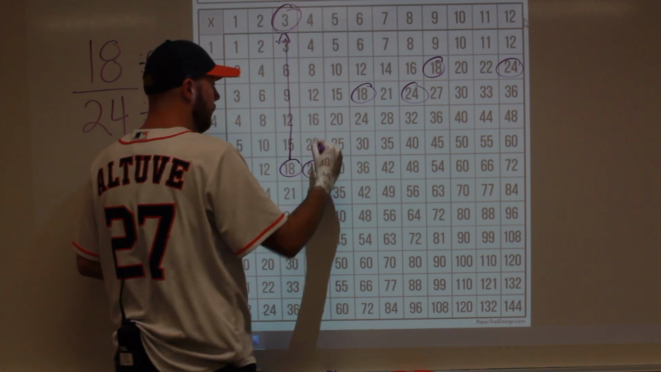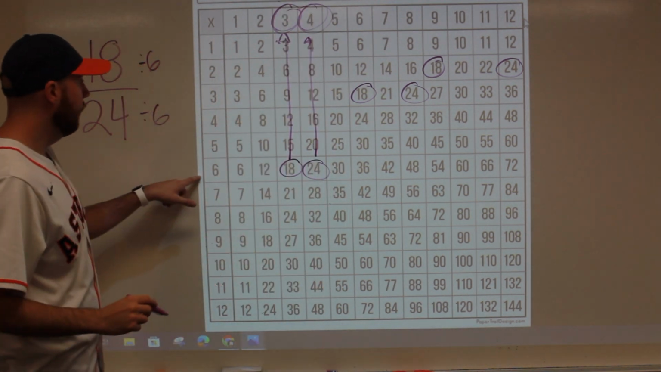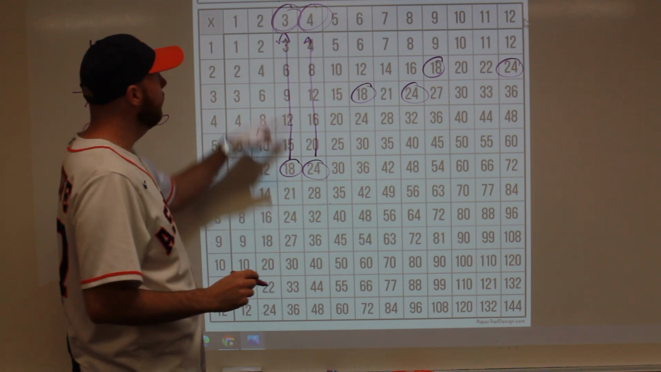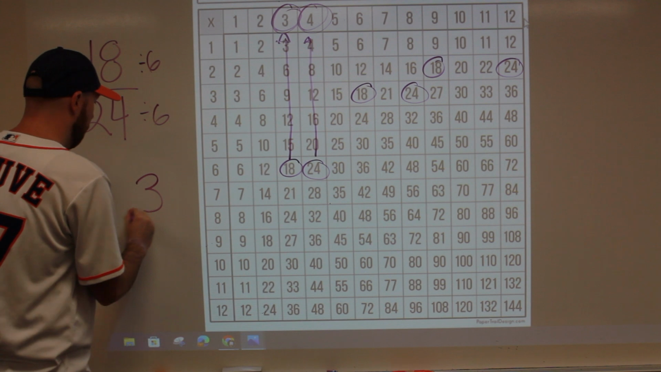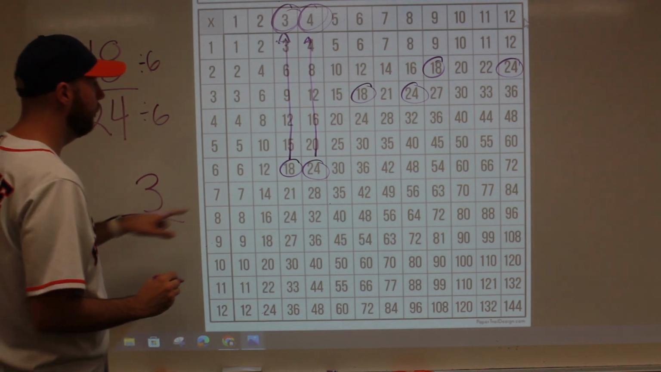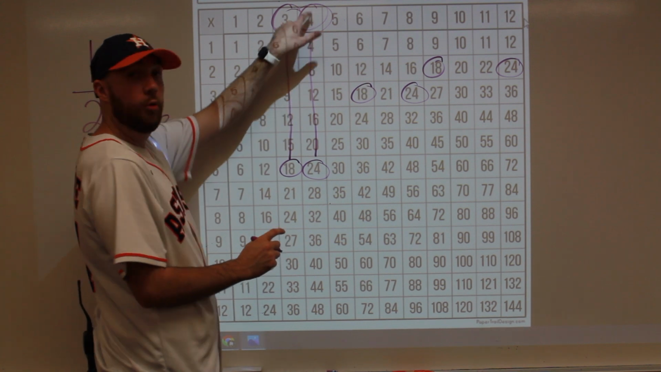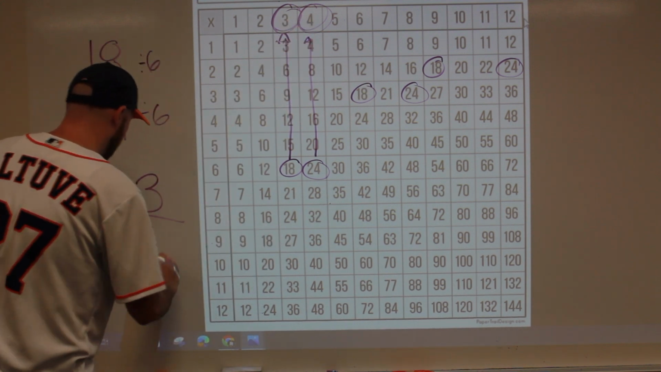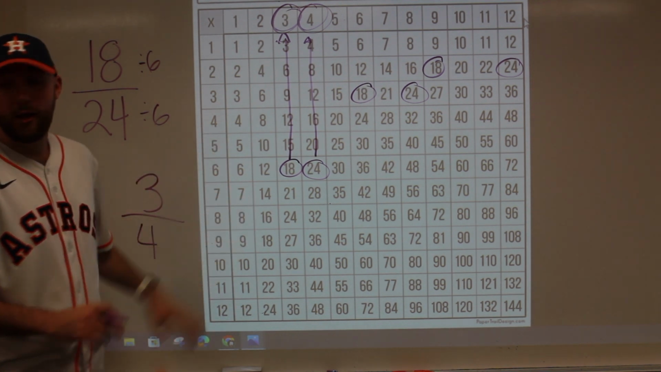we got 3 and 4. Okay, so 6 goes into 18 3 times. I'm going to rewrite it down here, okay? So 18 divided by 6 is 3. And 6 goes into 24 4 times. Right? So that's an easier way to use our multiplication chart to get our answer, right?